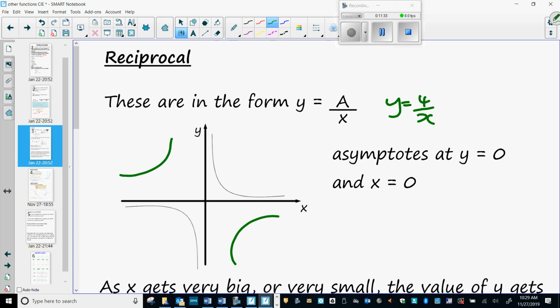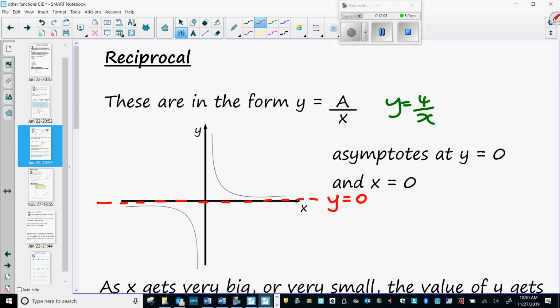So if it looks in some kind of fraction, then it will have this shape. For your basic one, we have asymptotes. Now, as I said to you, an asymptote is where the graph doesn't exist. For this basic one, we have asymptotes at the line y equals 0, which, if you remember, is this line here. Remember, the x-axis has the equation y equals 0.